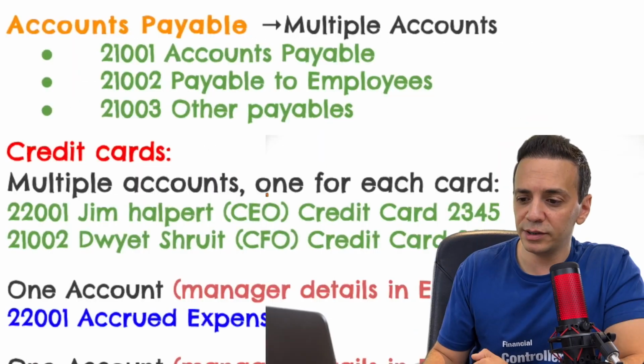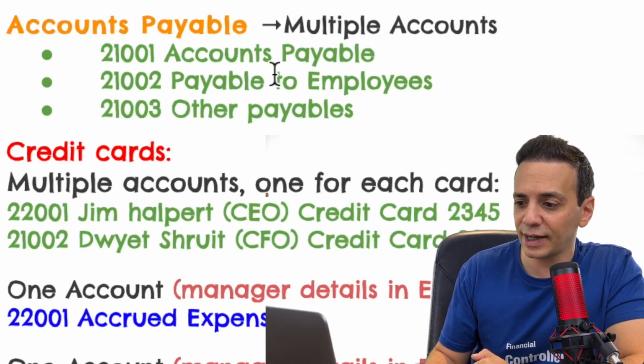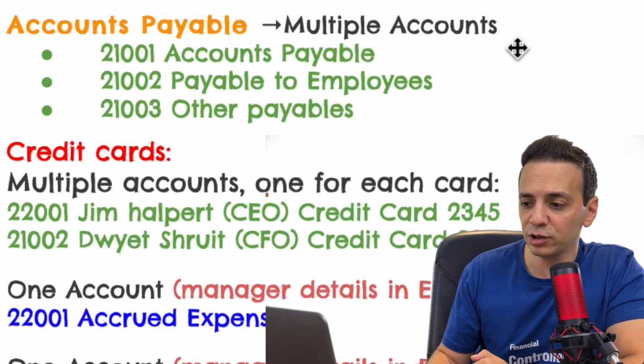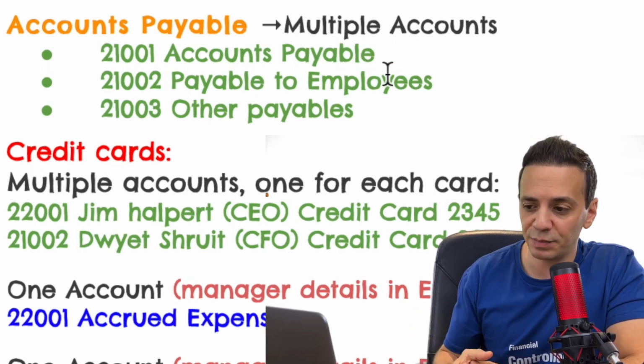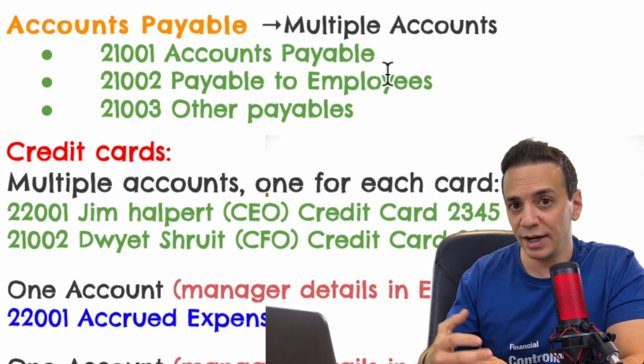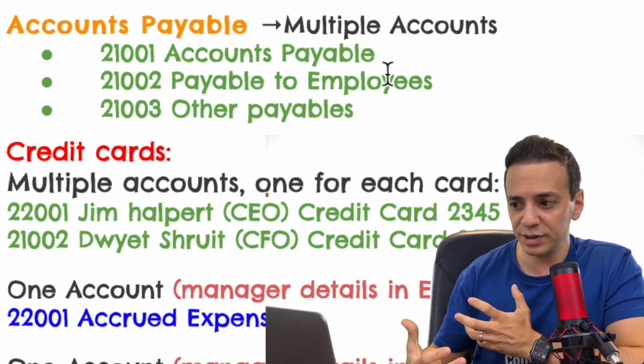We get to the liabilities section, and under current liabilities is accounts payable. I like to create multiple accounts. So for accounts payable, I like to create an account for my trade accounts payable, which is my payable to vendors in the running of the operations of the business.